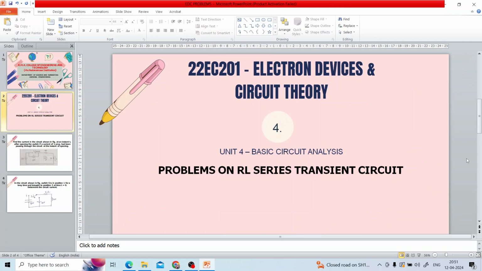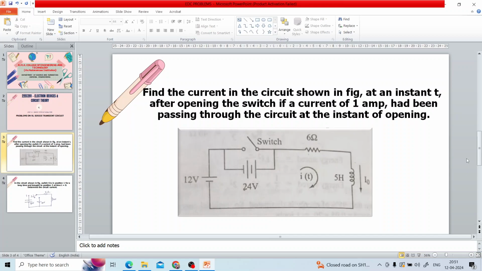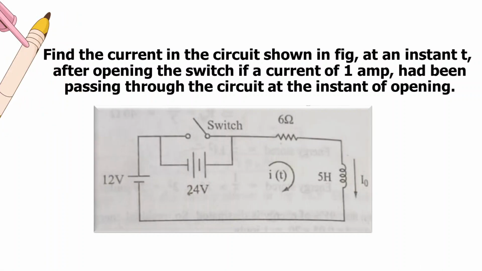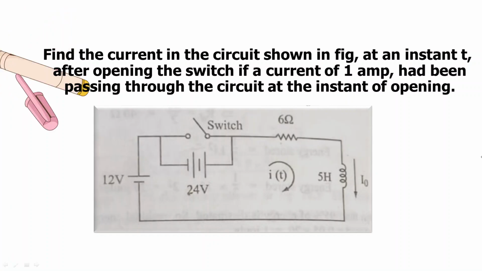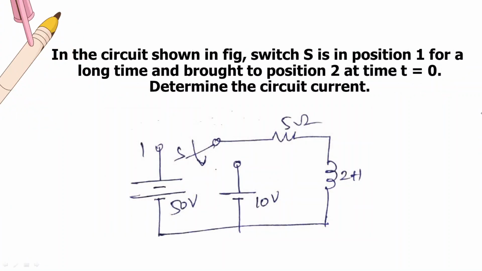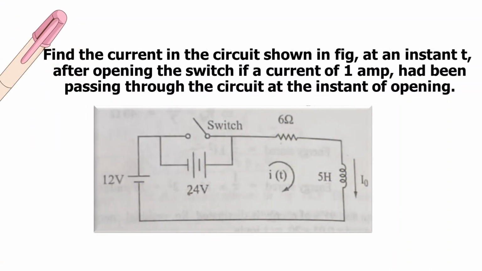In this video, I am going to explain the problem related to RL series transient in a simple way. So, the problem is: find the current in the circuit shown in the figure. At an instant t, after opening the switch, a current of 1 amp had been passing through the circuit at the instant of opening. So this is the given circuit.